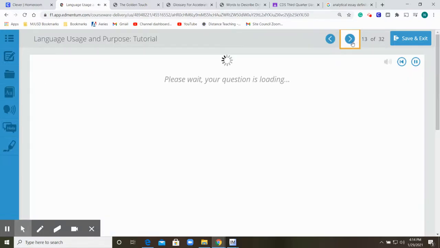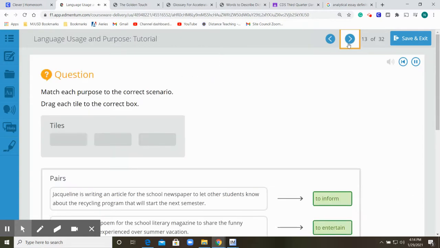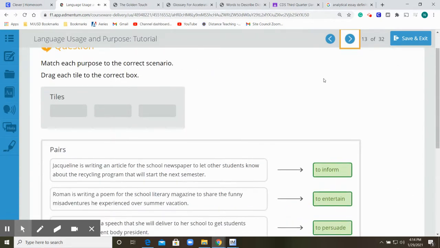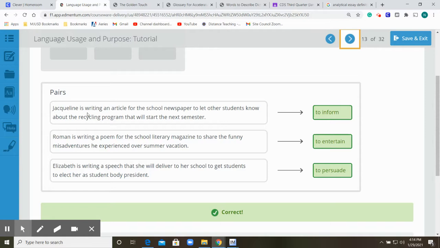Match each purpose to the correct scenario. Drag each tile to the correct box. Jacqueline is writing an article for the school newspaper to let other students know about the recycling program that will start the next semester. If you're letting somebody know something, you are trying to inform them.